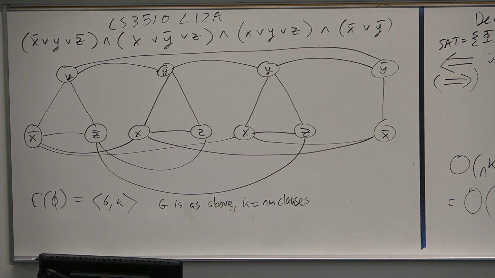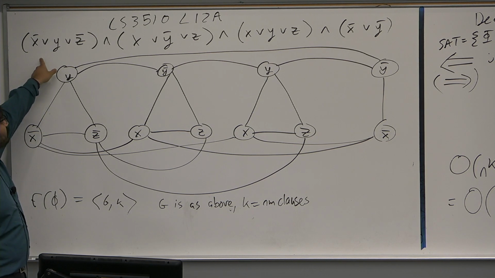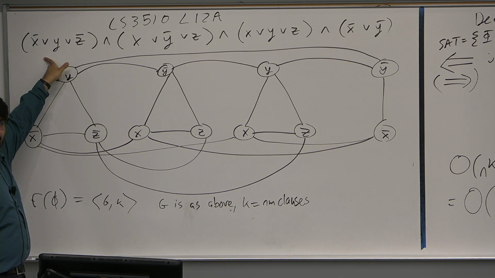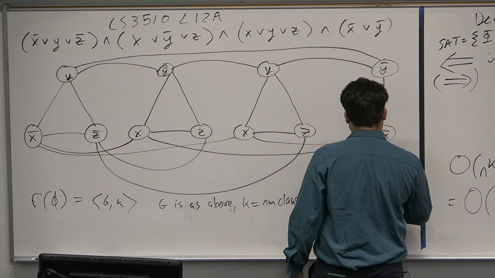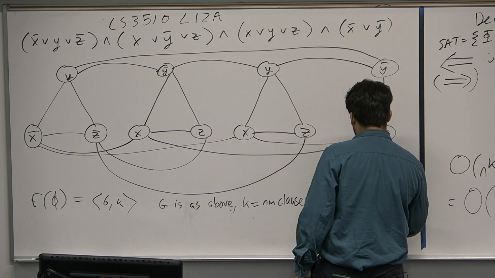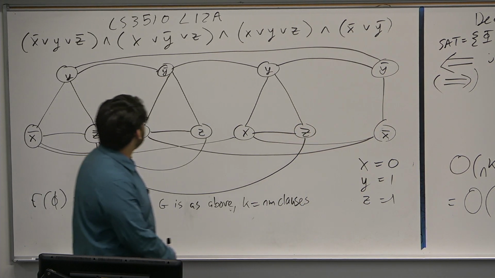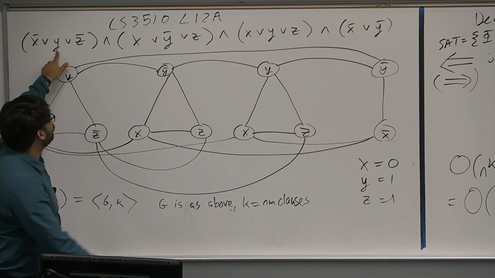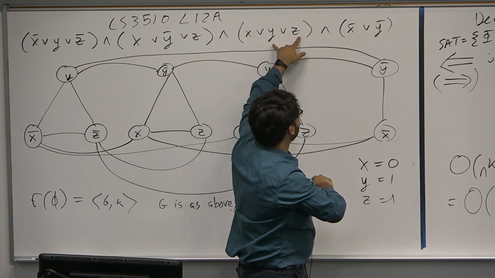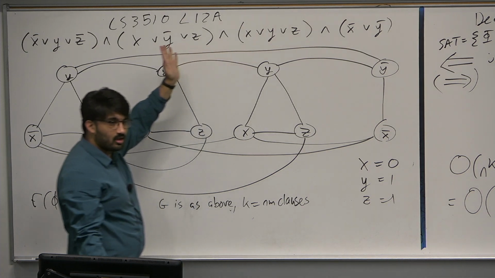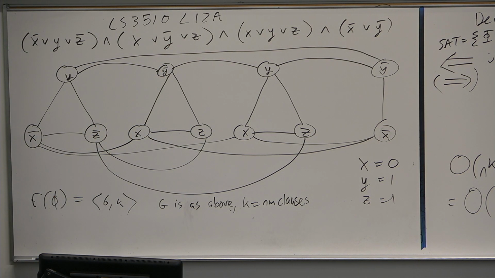What is a satisfying assignment to this formula? I'm asking you to find an assignment to x, y, and z that satisfies this formula. Yeah, X is false, Y and Z are true. Does that work? Let's see. Y is true, Z is true, Y and Z are true, X is false is true. Okay, that's a satisfying assignment.